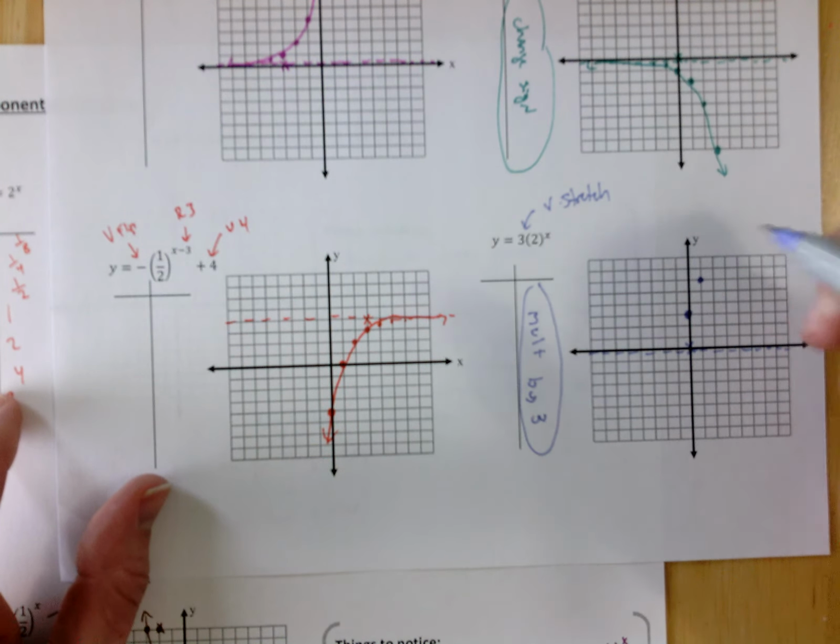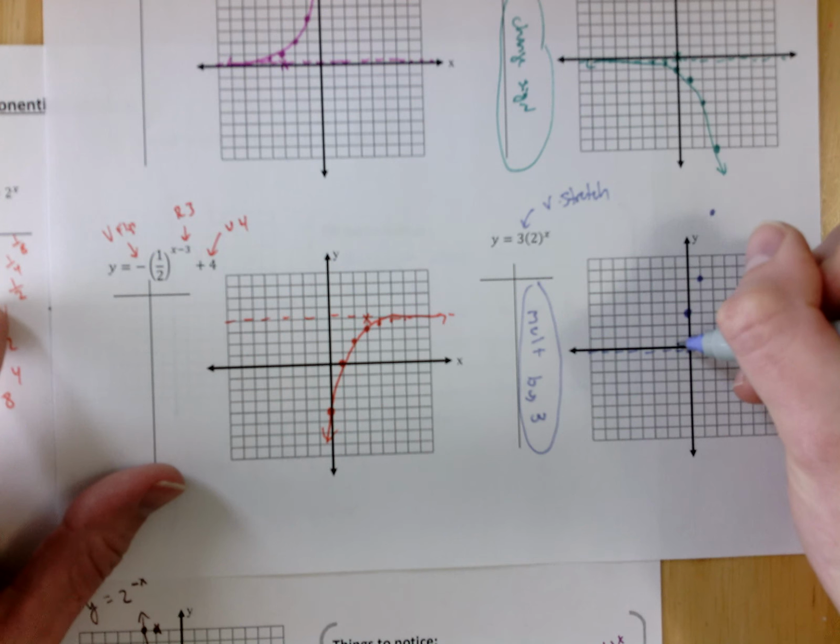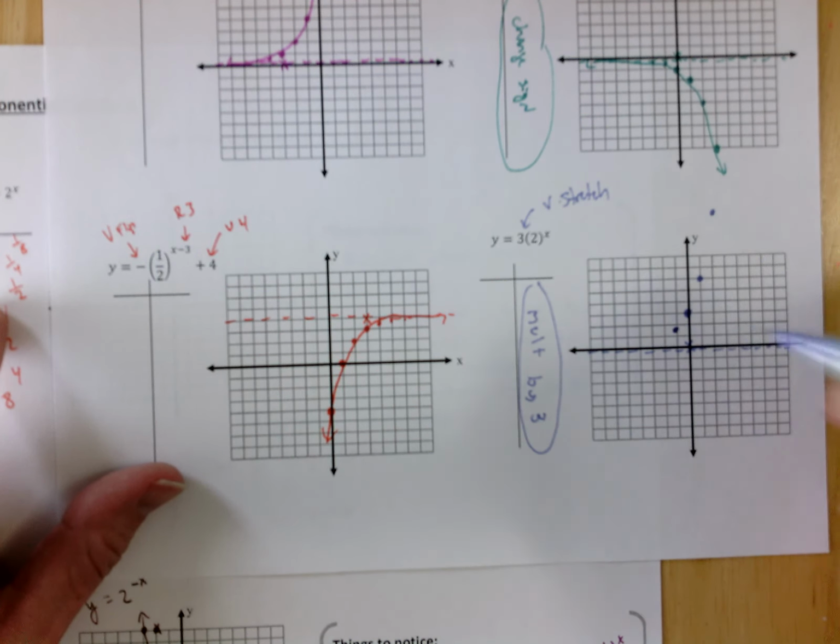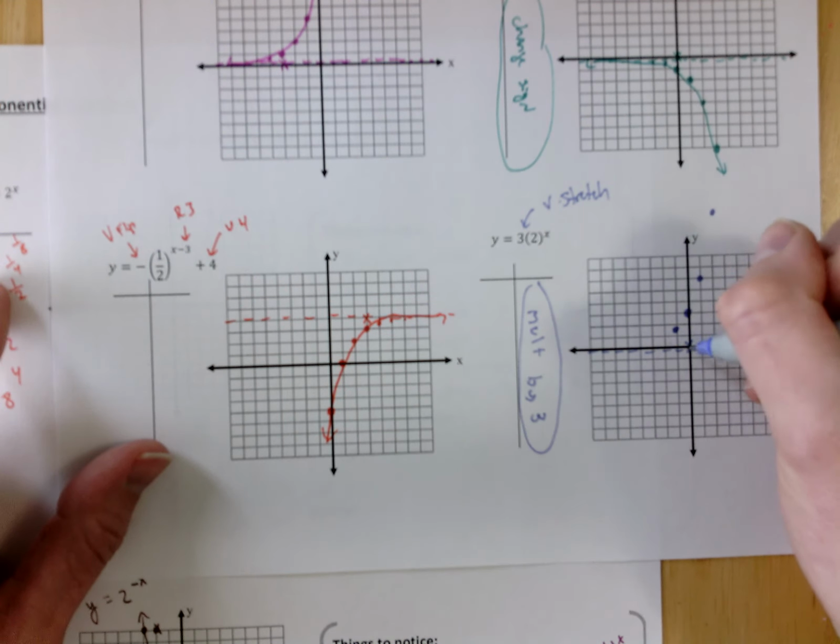And then going this way, negative 1, 1/2. This is where it's a little bit tricky. So you go over 1 and up a half. We're going 3 times as far, so that would be 1.5, right? Negative 2, 1/4, well, 3 times.